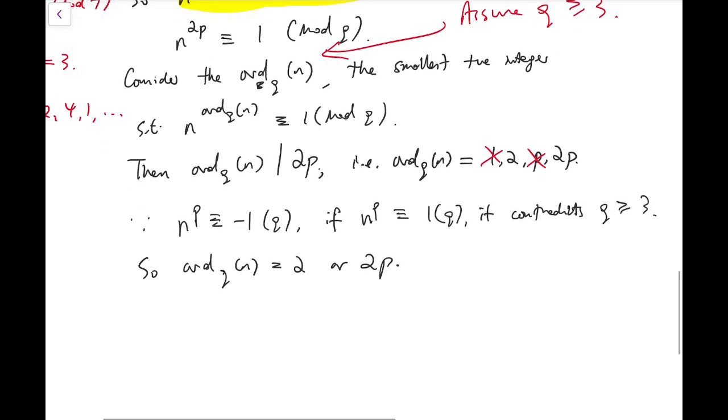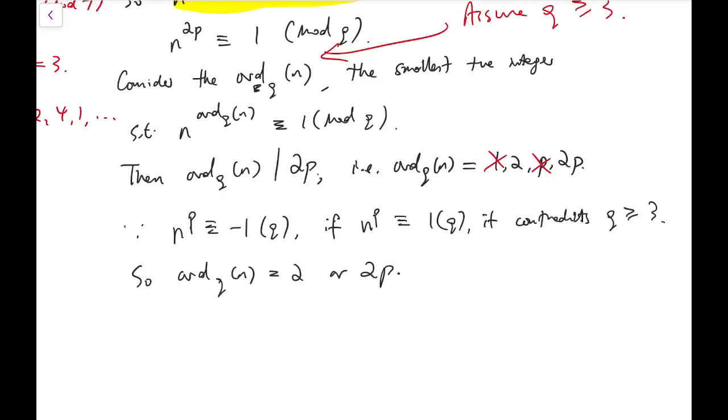Now, however, we know that by Fermat's little theorem, n to the q minus 1 is congruent to 1 mod q, and we know that q is a prime factor that divides p plus 1, and so obviously q must be smaller than 2p, not to mention q minus 1. So by minimality, the order cannot be 2p, and the only choice remaining is 2.